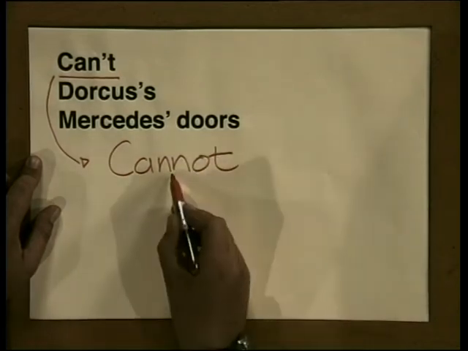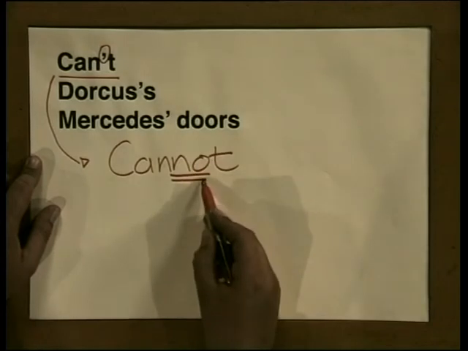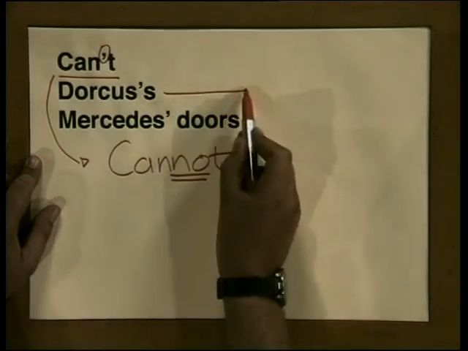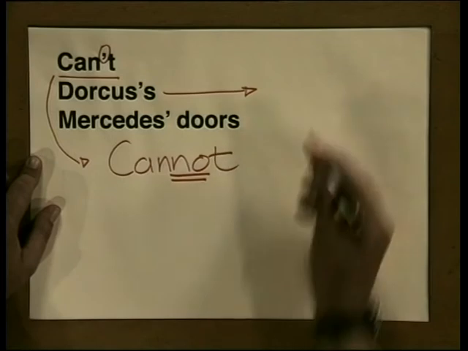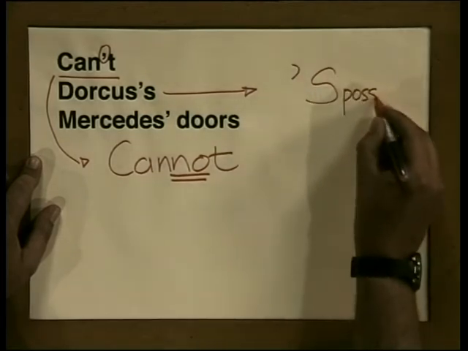So, we're looking at omission. We've left out the N and the O. And then Dorcas's. That's an easy one. The apostrophe and the S for possession, ownership, remember?